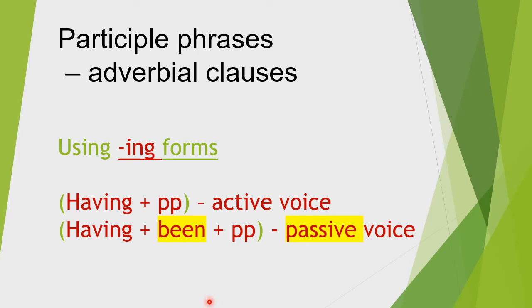Okay, so today we'll be learning about participle phrases. Some people might call it adverbial clauses, but today we'll be focusing on a very specific topic, which is the using of ing form. You will learn the structure of having plus pp if it is active voice, and having been plus pp if it is passive voice. So we only add the word been between having and the pp if it is passive voice.